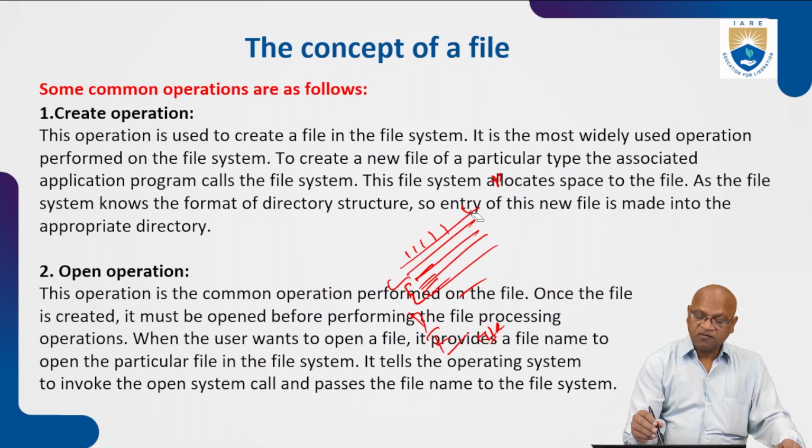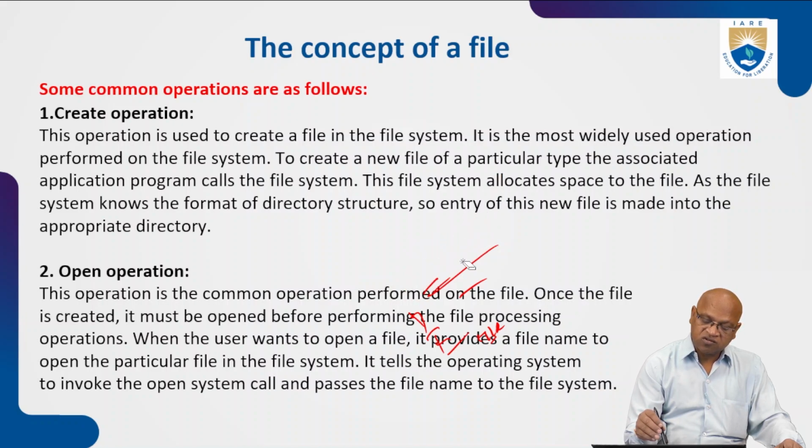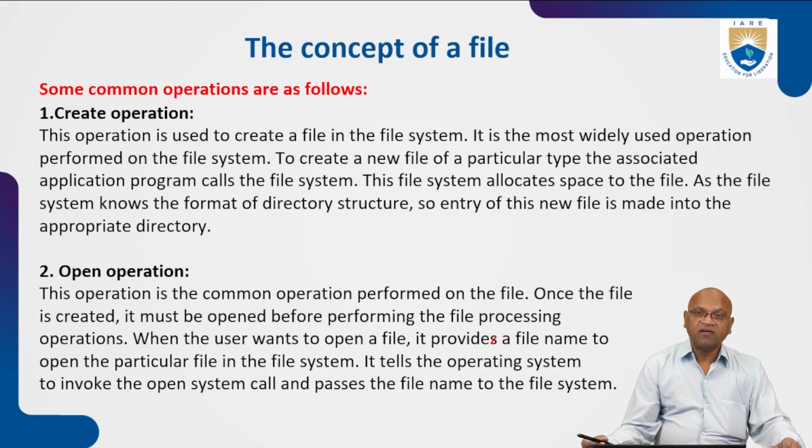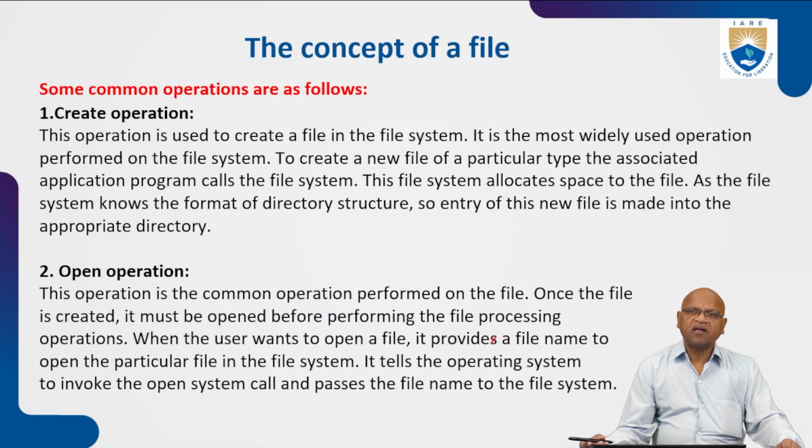In the file system, once you save any program in the system, automatically that will be converted into zeros and ones, and the zeros and ones will be saved in the first line and second line. Like this, each line of 8 bits will be saved, and it keeps on being saved. It is the most widely used operation performed on the file system, to create a new file of a particular type of associated application.